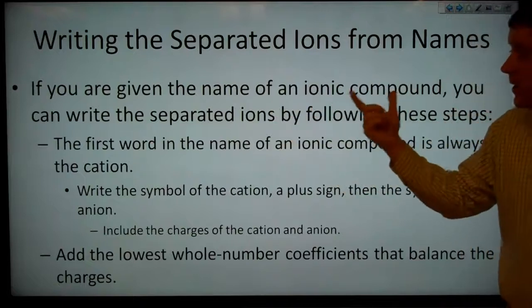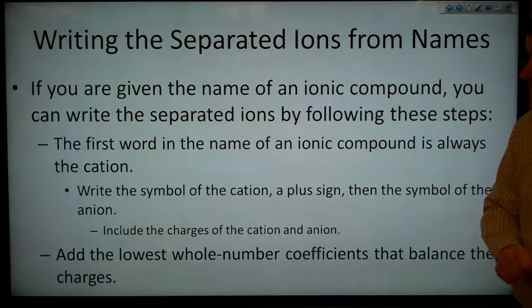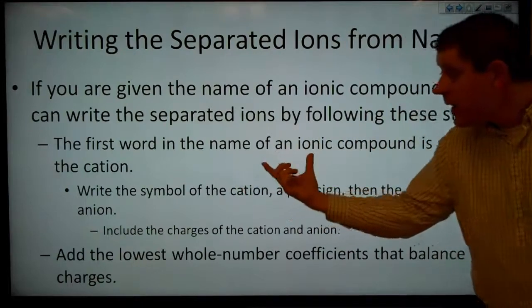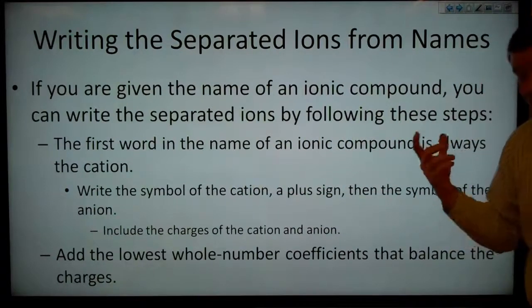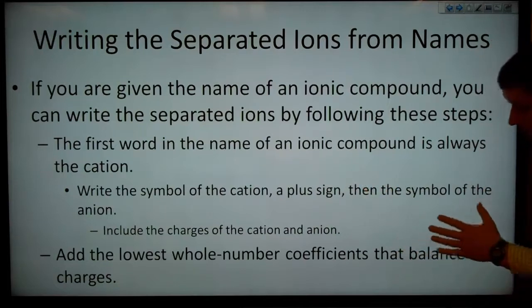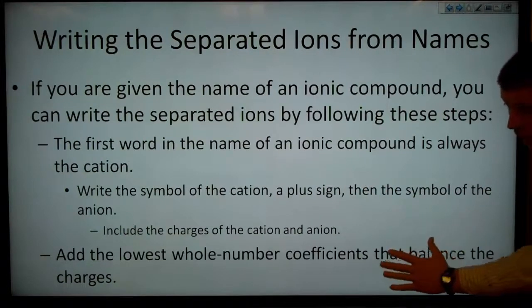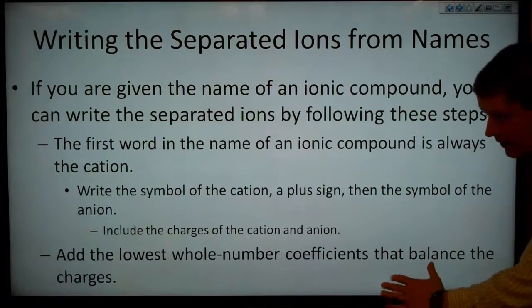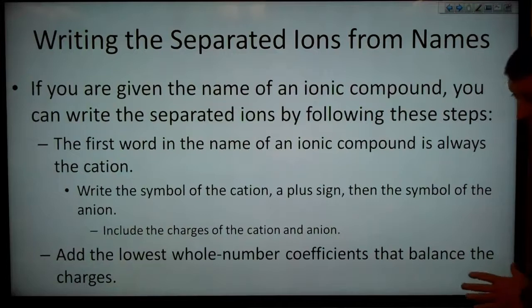If you're given the name of an ionic compound, you can write the separated ions by following these steps. The first word in the name of an ionic compound is always the cation. So write the symbol of the cation, a plus sign, then the symbol of the anion. Include the charges of the cation and anion. Next, add the lowest whole number coefficients that balance the charges, or you could use the shortcut method.